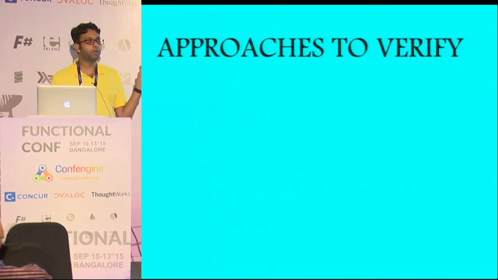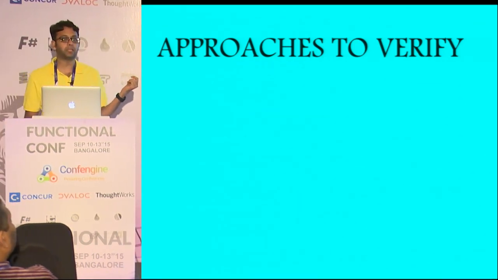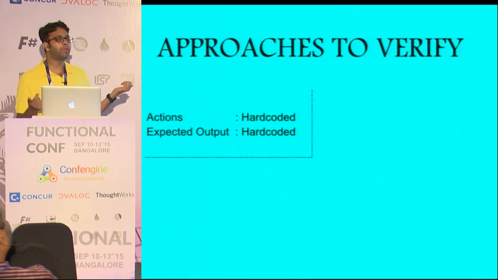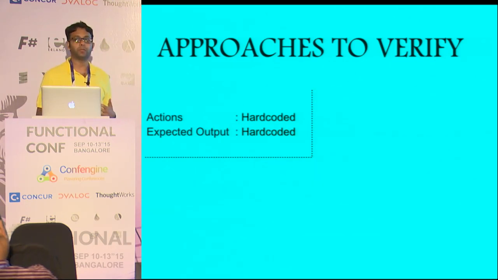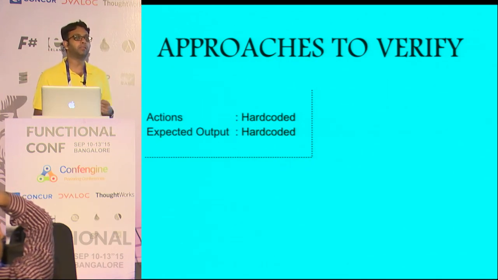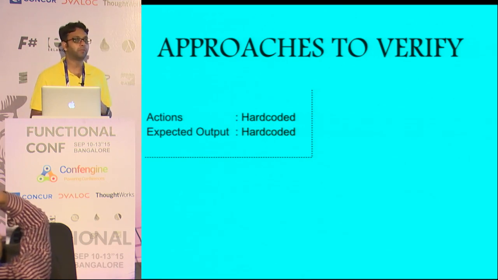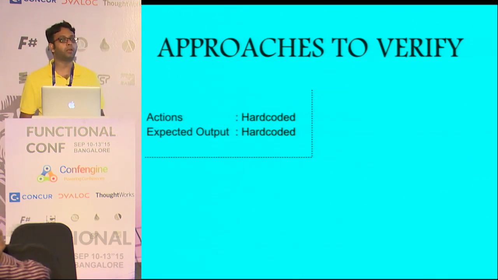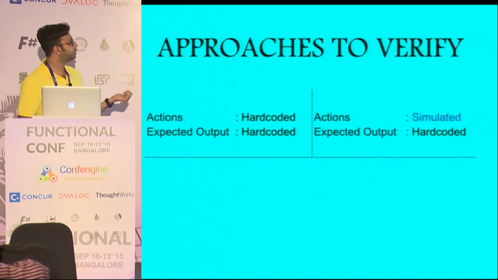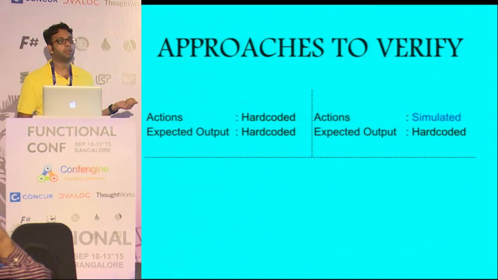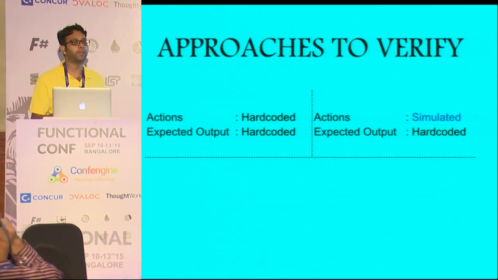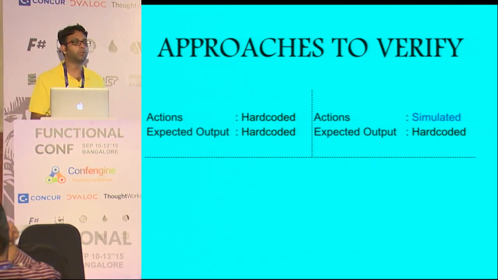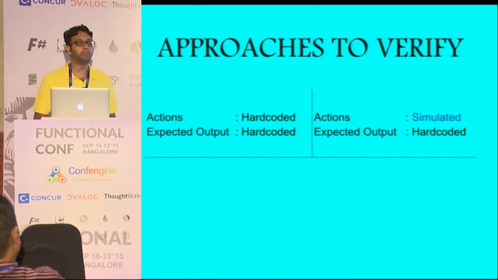Okay. So what are the approaches that we can take to verify something like this? Normally, in our normal unit test, we have hard-coded actions and hard-coded expected output. This is what I'll do, this is what I'll expect. But it limits the amount of combinations that you can try. You can have maybe 5 or 6 of them, right? It becomes too cumbersome if you really want to try everything. Then there is actions being simulated and expected output is hard-coded. Say for example, I do these 5 actions and I know that the number of FAQs will always be 5. I don't care about the result, I just know the count. I can hard-code that, right?